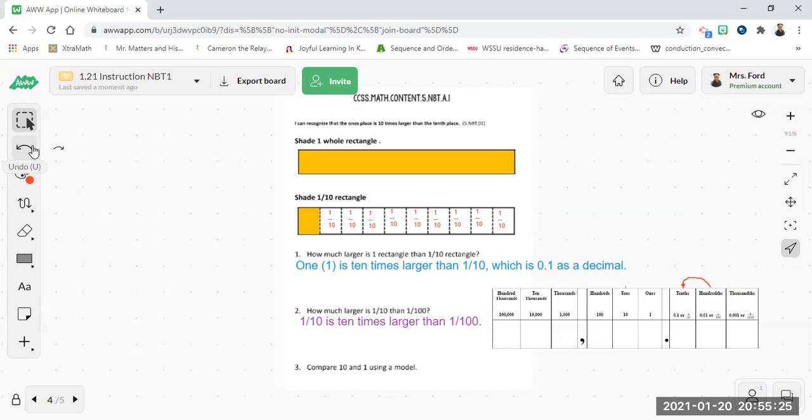As you can see on the place value chart, if I am comparing to a larger place value, like the question says, how much larger, it's telling me to compare to a larger place. How much larger is my tenths versus my hundredths? And if I jump to the tenths, I am going 10 times larger. That place and value is 10 times larger than the hundredths place and value.